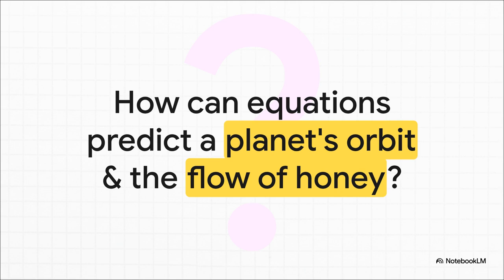Right? That's the big question. How can one little handful of equations possibly predict something like a planet's orbit and the way honey slowly drips off a spoon? They seem like completely different worlds. Well, the secret is building our models piece by piece, and it all starts with having a language that's precise enough to even talk about the universe.